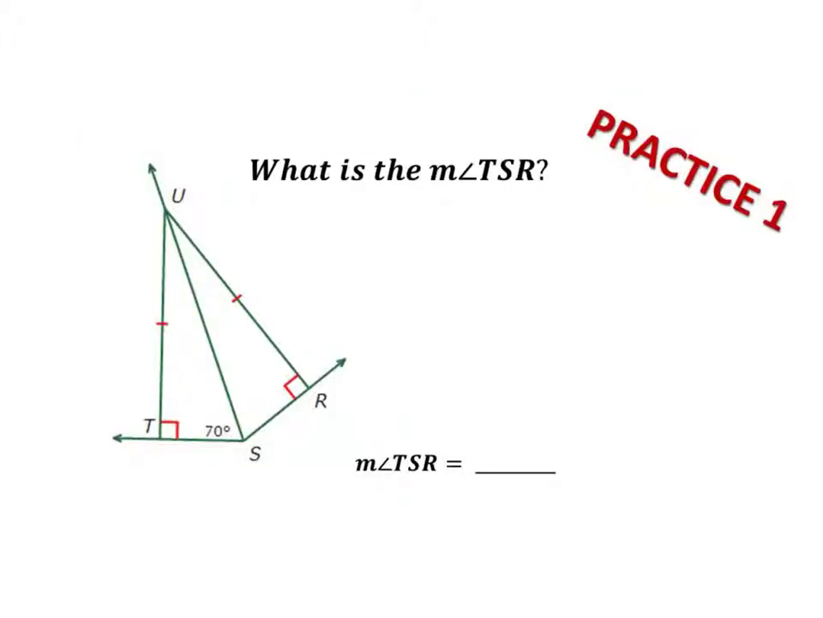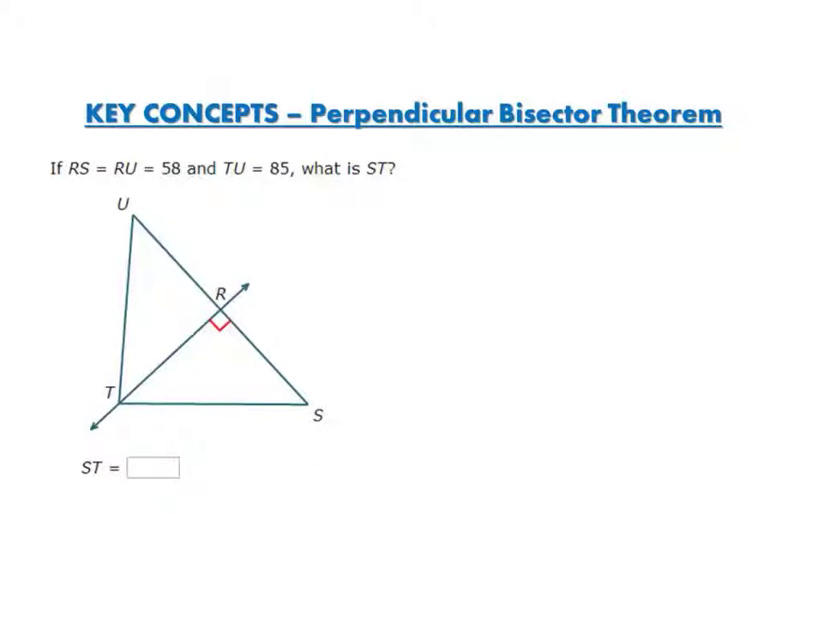Your first question is to find the measurement of angle TSR. So you want to find the measurement of angle S, because S is the vertex, which is the angle. Next question, if RS and RU are both 58 and TU is 85, what is ST?